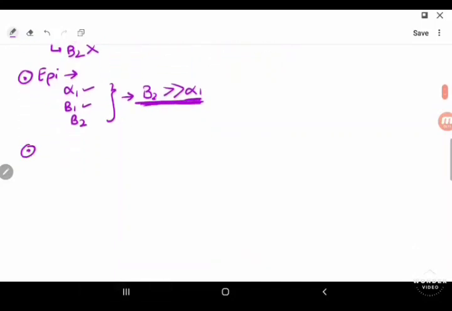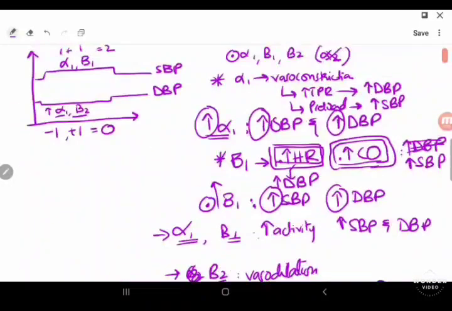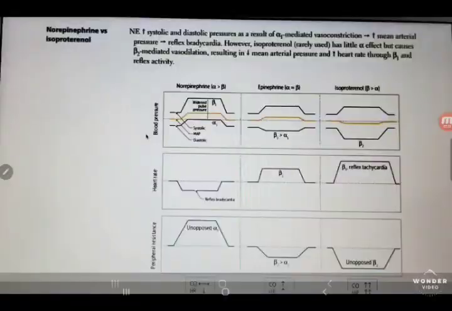Alright, now isoproterenol. The important thing here again is that it has an effect on beta 1, it has an effect on beta 2, but has no effect on alpha 1, right? Now let's go back to our picture and you will be able to answer the questions very easily.